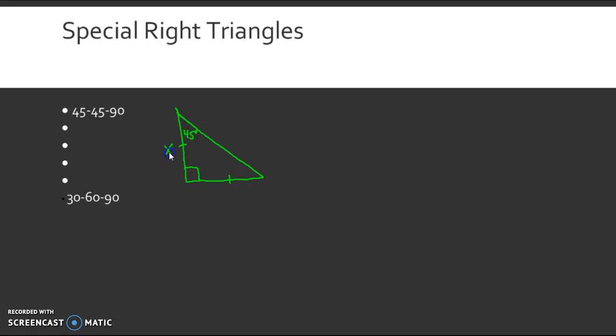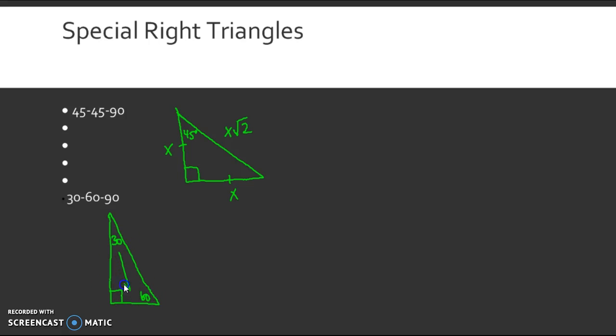And the relationship is that the legs are the same, which is why it's isosceles, and to go from legs to hypotenuse, you multiply by root 2. To go from hypotenuse to leg, you divide by root 2. And then a 30, 60, 90 is scalene, and so we classify our legs as short, long, and hypotenuse.